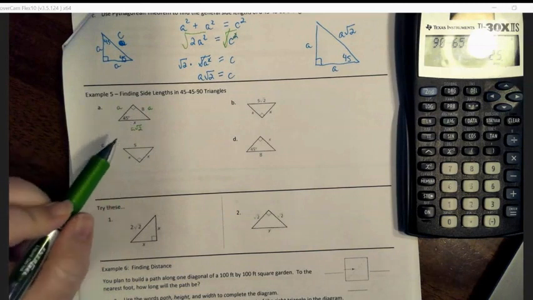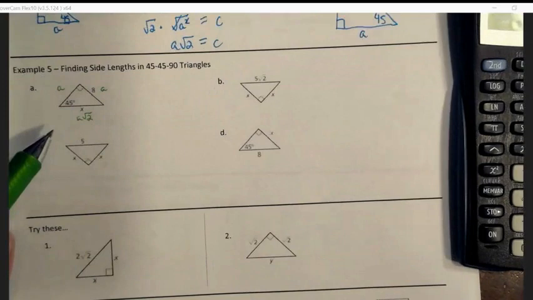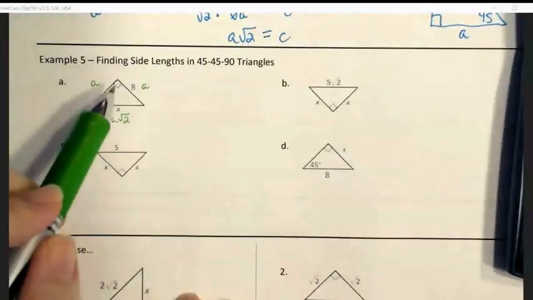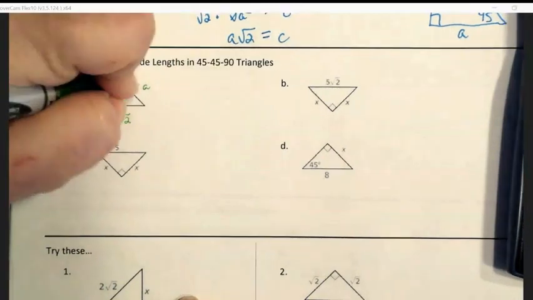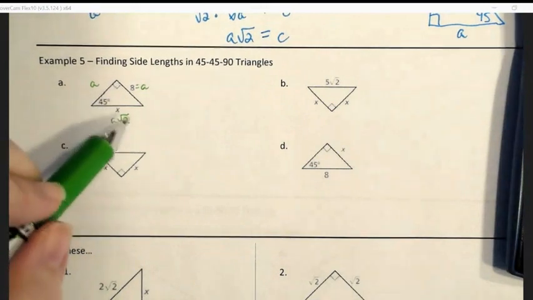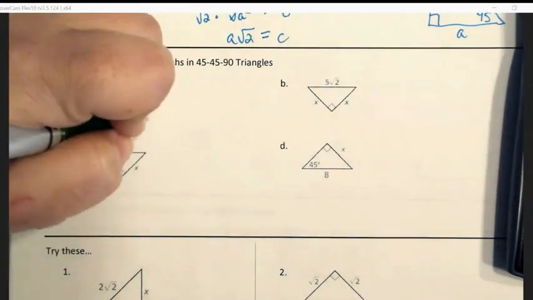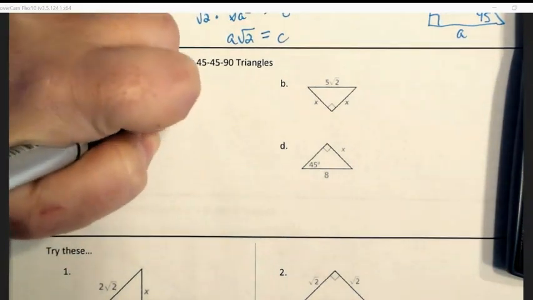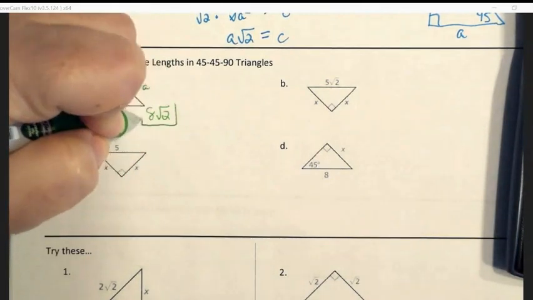So looking at what we have, I'm going to zoom in here. Looking at what we have, 8 is on a side that's marked as A. So I know that 8 is the same thing as A. Every time I see an A, I'm going to put an 8 there. We're trying to find this side, and that's A root 2. So that is going to be 8 root 2. And that is your answer.